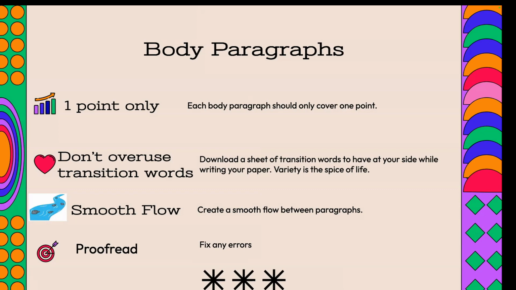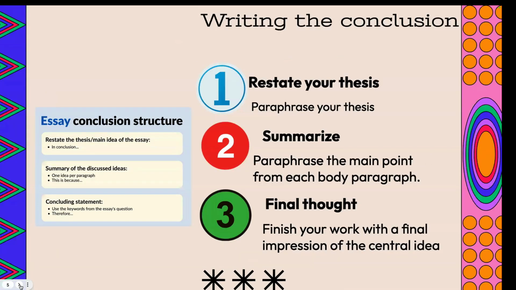Now, the conclusion. Basically you restate your thesis, and this is why we've been practicing paraphrasing so much, because you can't copy the same words. So just paraphrase your thesis for your conclusion. That would be your first sentence. Your second sentences, second, third, and fourth, depending on how many paragraphs you have, would be to paraphrase your main point from each body paragraph. Don't say, as I said. Actually paraphrase a sentence. And then final thought, you need to have some sentence to wrap up your whole paper at the end, to finish your essay with a flair.